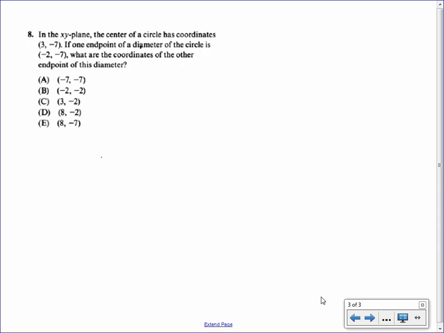This is question 8 in test 5, section 8, page 669. It says, in the xy plane, the center of the circle has coordinates 3, -7. If one endpoint of a diameter of the circle is -2, -7, what are the coordinates of the other endpoint of this diameter? So this requires that you know that the diameter is the full length across the center of the circle.